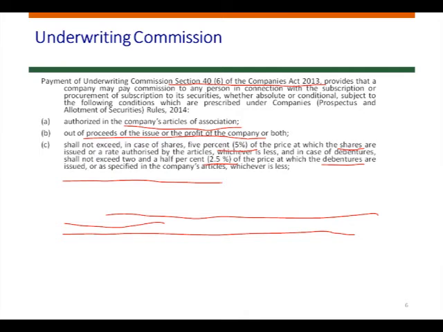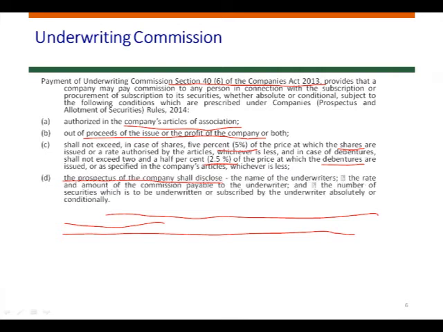In case of shares, the commission shall not exceed 5% of the price at which shares are issued, or a rate authorized by the articles, whichever is less. So if the articles permit less than 5%, we will give that; the maximum is 5%. And in case of debentures, it shall not exceed 2.5% of the price at which debentures are issued, or as specified in the company's articles, whichever is lesser.